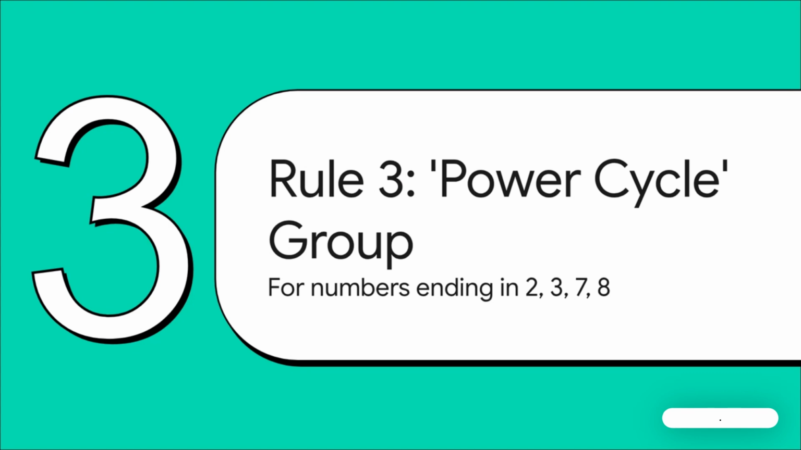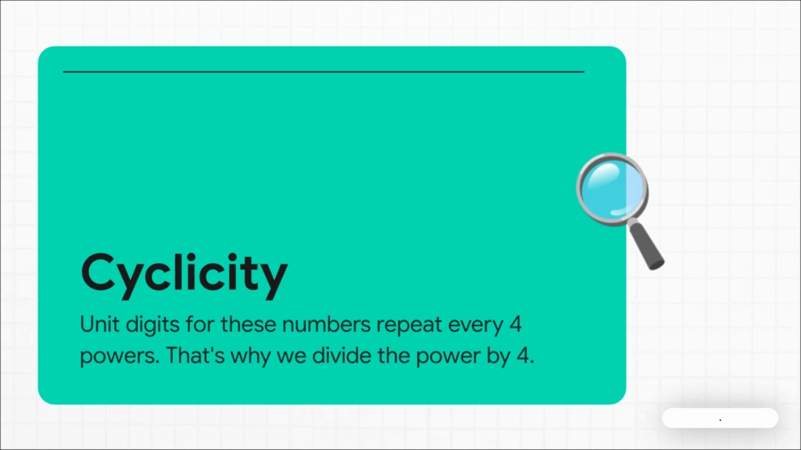And now, we come to our final and most important group. This is for numbers ending in 2, 3, 7, and 8. This one has one small extra step, but don't worry, it's actually really easy once you see it. The concept behind this is called cyclicity. Basically, it means that for these numbers, the pattern of their unit digits repeats after every fourth power. For example, with 2, the unit digits go 2, 4, 8, 6, and then it starts over again, 2, 4, 8, 6. That's why, for this trick, the number 4 is our magic number.